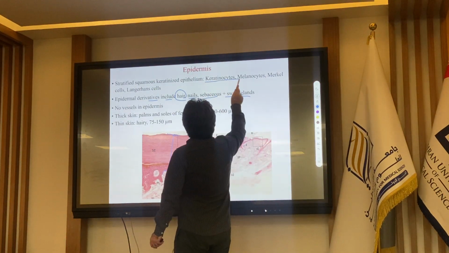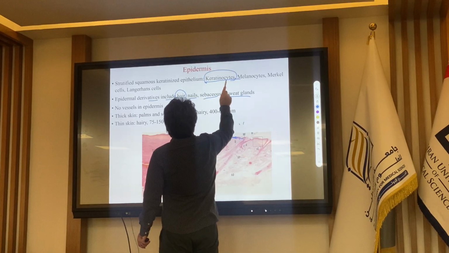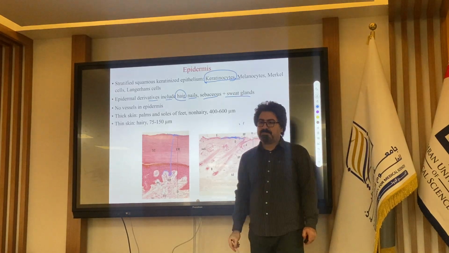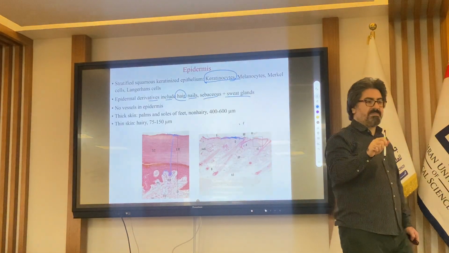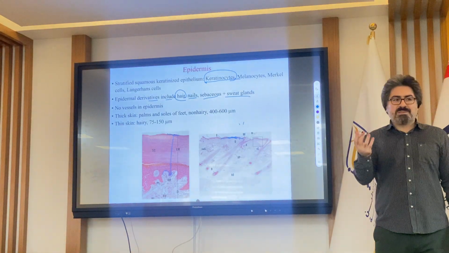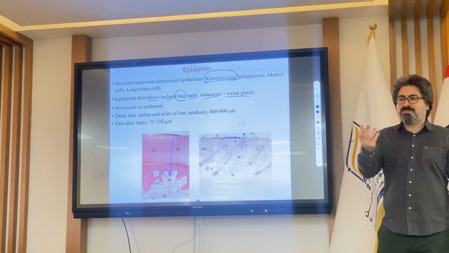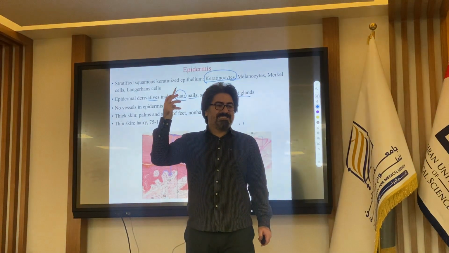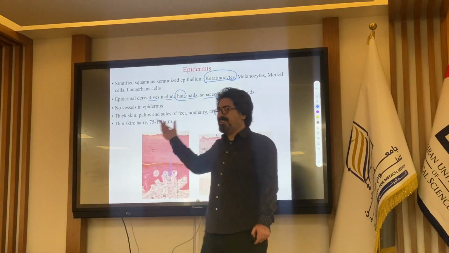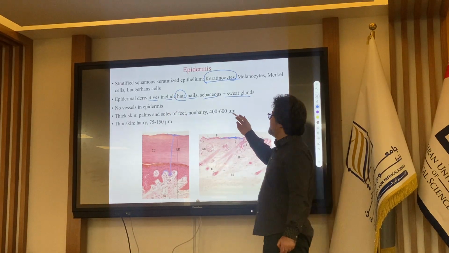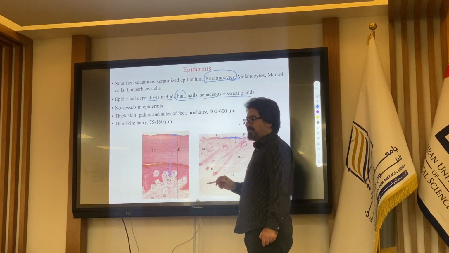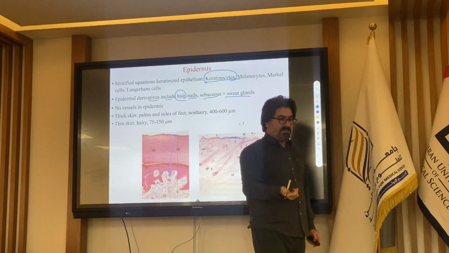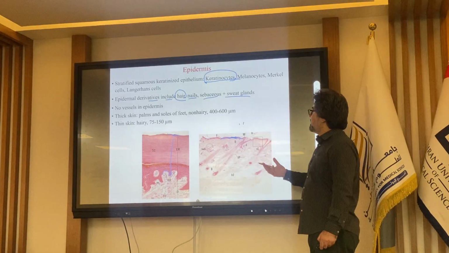Now look at this part. Focus on these cells, keratinocytes. This is the main cell of the skin. As I told you, each organ has a main cell. And the main cell in the nervous tissue was? Neuron. And here in the integumentary system, the main cell is keratinocytes. All cells that are located here are keratinocytes. Cells of skin are known as keratinocytes.